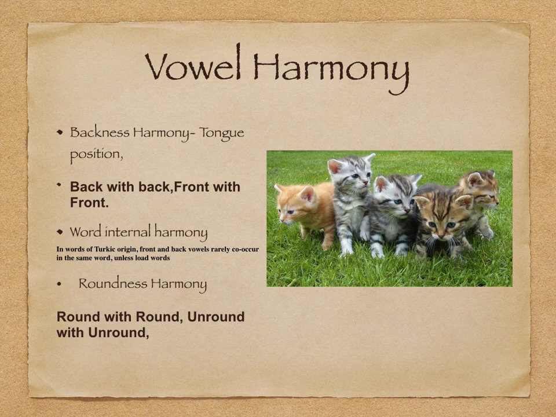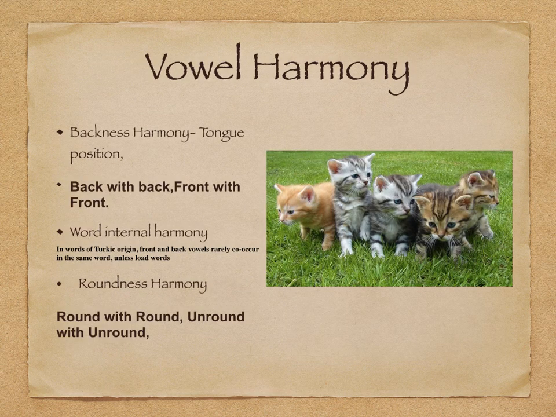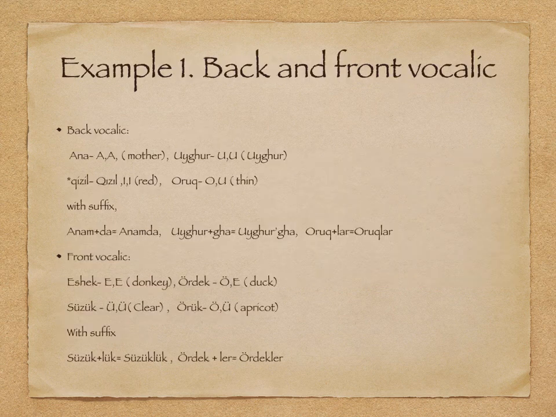I just made some rhyming rules in simple English. Back with back, front with front, round with round, and unround with unround. Also voiced with voiced, voiceless with voiceless. So these are the three rules I wrote down. This is the vowel harmony, three-way harmony. We will give you some examples. Example 1, back and front vocalic.